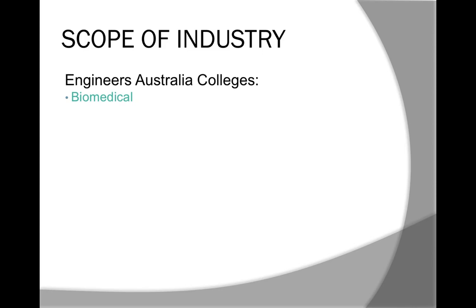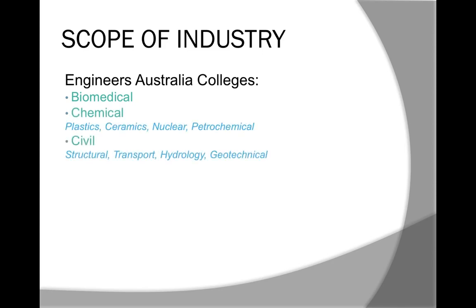Okay, biomedical engineering, chemical engineering. Chemical engineering has some different subdisciplines. Plastics, ceramics, nuclear and petrochemical. Civil has subdisciplines. Civil, transport, hydrology and geotechnical. Electrical has some subdisciplines. Photovoltaic, so it's solar. Renewable, that's broader. Solar, PV is photovoltaic, is included in renewables. Robotics is also part of electrical.